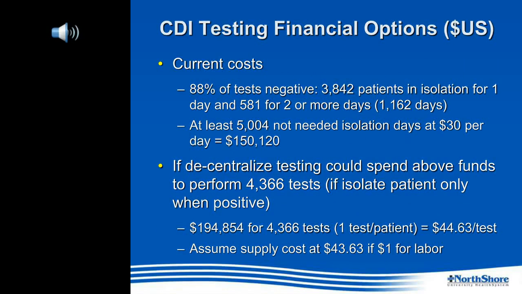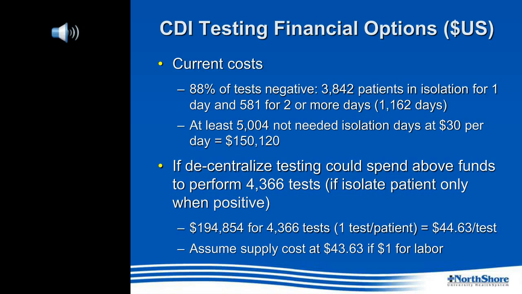So testing options, financial testing options. This is a way of figuring out, can you afford to do PCR C. difficile testing? And in the U.S., it's typical for patients to go into isolation as a precaution when a C. difficile test is ordered. And we discussed this with our infection control program. And when we were able to offer PCR testing for C. difficile 24 hours a day, 7 days a week, they were willing to wait until the patients had a positive test before going into isolation.